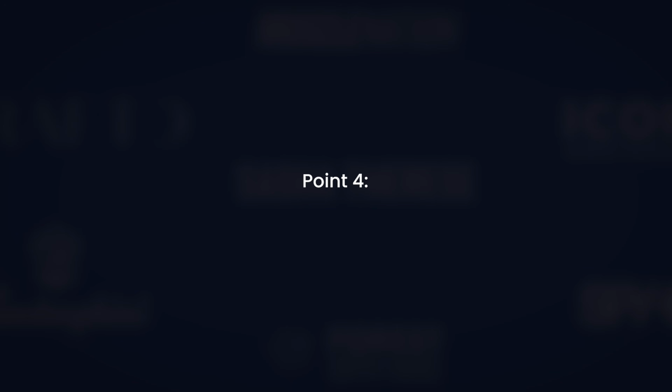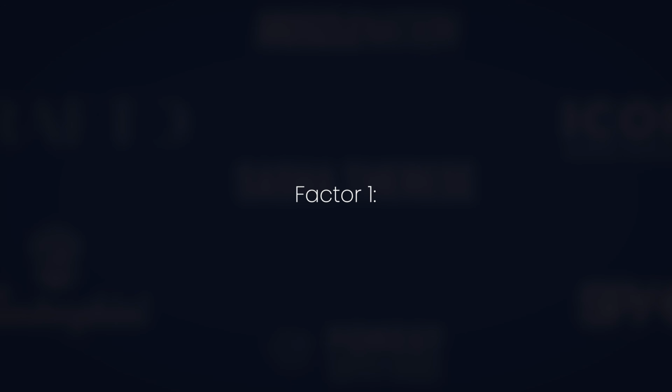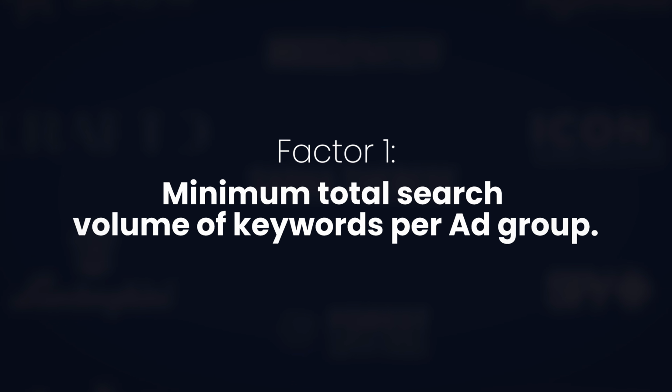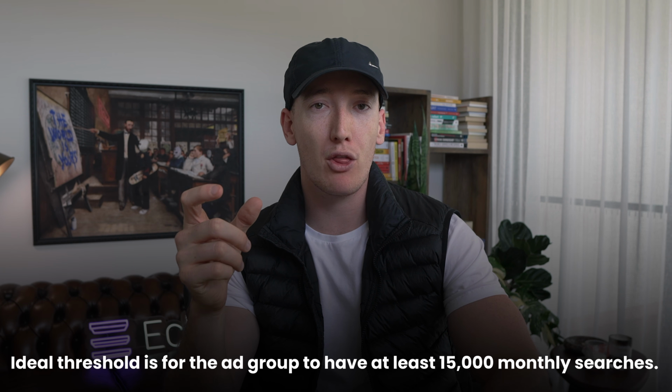All right, so you have the keywords, you have landing pages. How should you go about organizing everything in the most optimized way possible? So before I define the campaign structure, I look at 3 specific factors. Factor 1, minimum total search volume of keywords per ad group. You want your single ad group to ideally have 15,000 monthly searches. This is our threshold. Below this, you don't have enough volume to really optimize effectively.